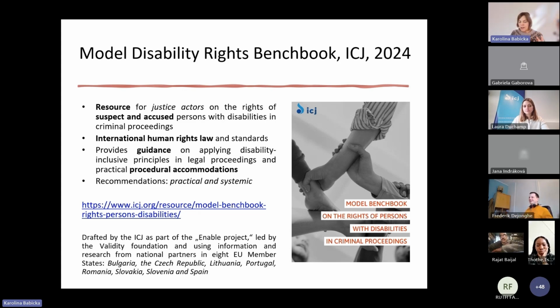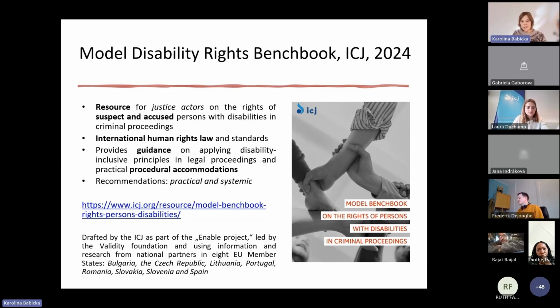It also includes concrete recommendations for justice actors and for legislators and policymakers. It's really aiming to ensure that the rights of persons with disabilities in criminal proceedings are respected, and hopefully the benchbook is further used in various countries.